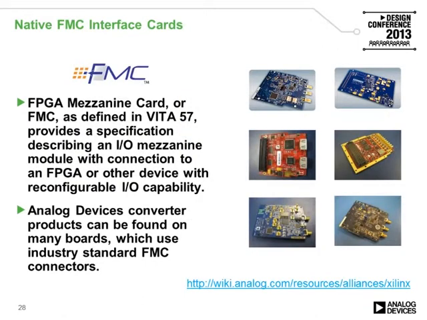FPGA Mezzanine Card, or FMC, as defined in VITA 57, provides a specification describing an I/O mezzanine module with connection to an FPGA or other device with reconfigurable I/O capability. Analog Devices converter products can be found on many boards which use industry standard FMC connectors. To mention just a few, the FMC Imageon board is a 1080p HDMI transmitter and receiver solution. The 9467 FMC board is based on the AD9467, which is a 16-bit 250 megasample analog to digital converter.